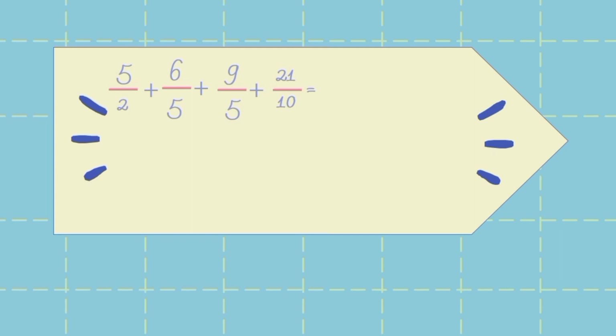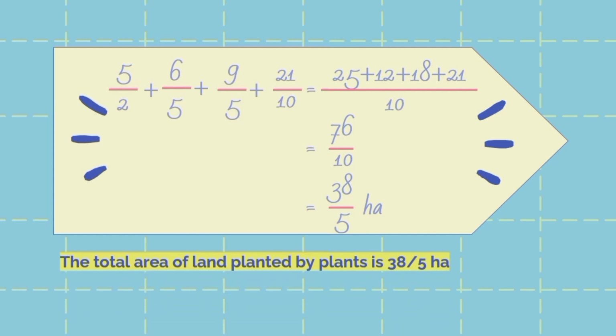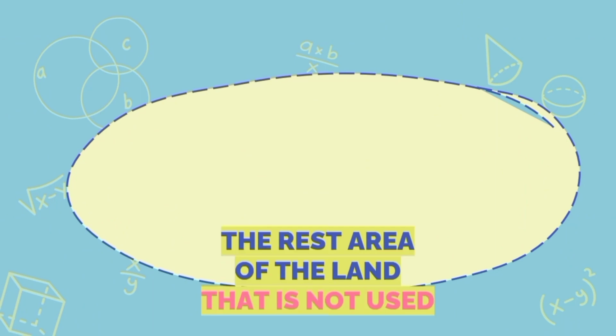First, we find the LCM of all the denominators, namely 2, 5, and 10, and we get the LCM is 10. Use the second way for addition. We get 25 plus 12 plus 18 plus 21 over 10, equals 76/10, equals 38/5 hectares. The total area of land planted by plants is 38/5 hectares. This is the final step to get the final answer.